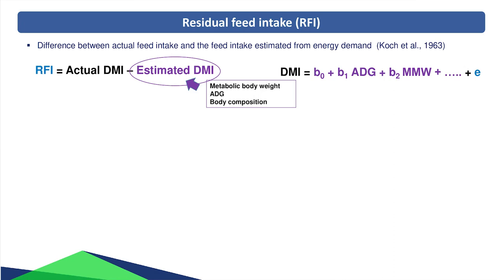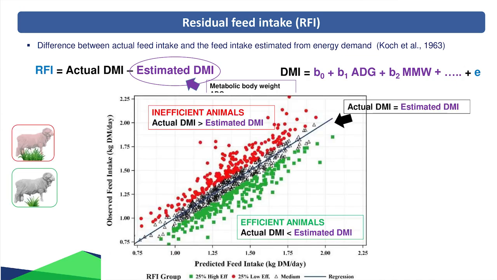Here we have the calculation. It's based on a linear regression model where dry matter intake is the trait, the actual dry matter intake, and the model terms represent all the terms that are linked with the energy sinks or energy demands. And E, the residual of the model, is the residual feed intake. How do you interpret the results? This is real data in Merino lambs. What we have here is the observed intake in kilograms of dry matter intake per day and the predicted feed intake, also dry matter intake. Each point or circle represents an animal. The line in this regression is where the actual dry matter intake is equal to the estimated dry matter intake.